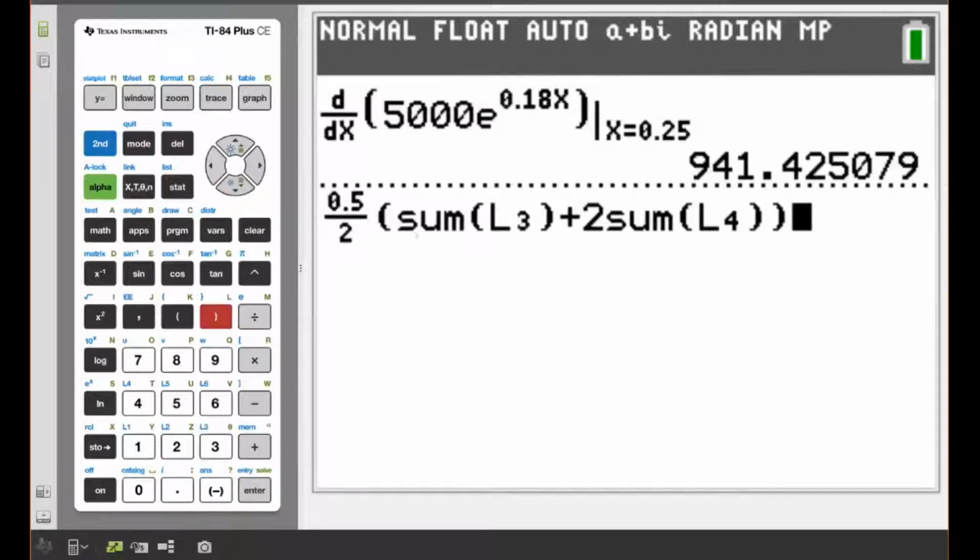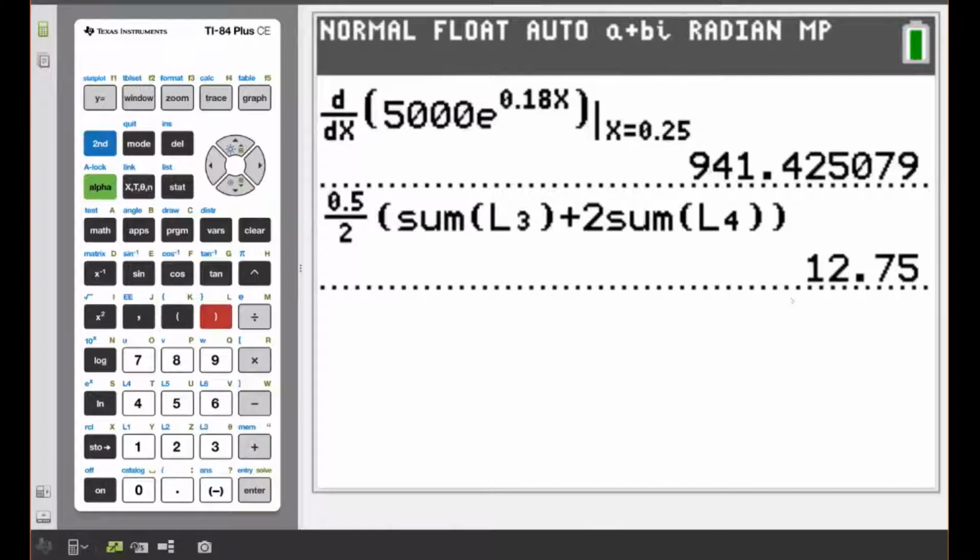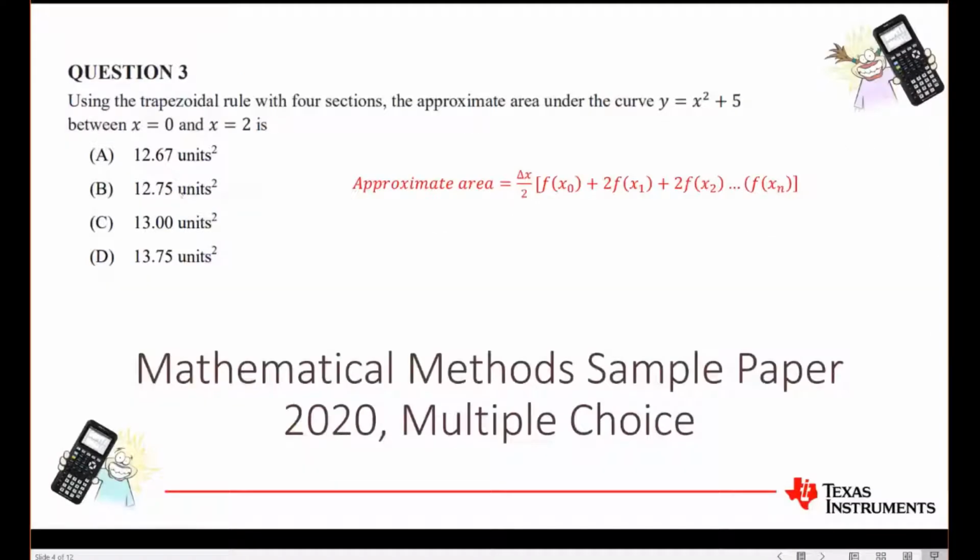and that adds together all of the values in list 3 and list 4 as per our trapezoidal rule. So I'm going to hit enter, and I end up with 12.75, and that, as we can see, B would be the correct answer there.